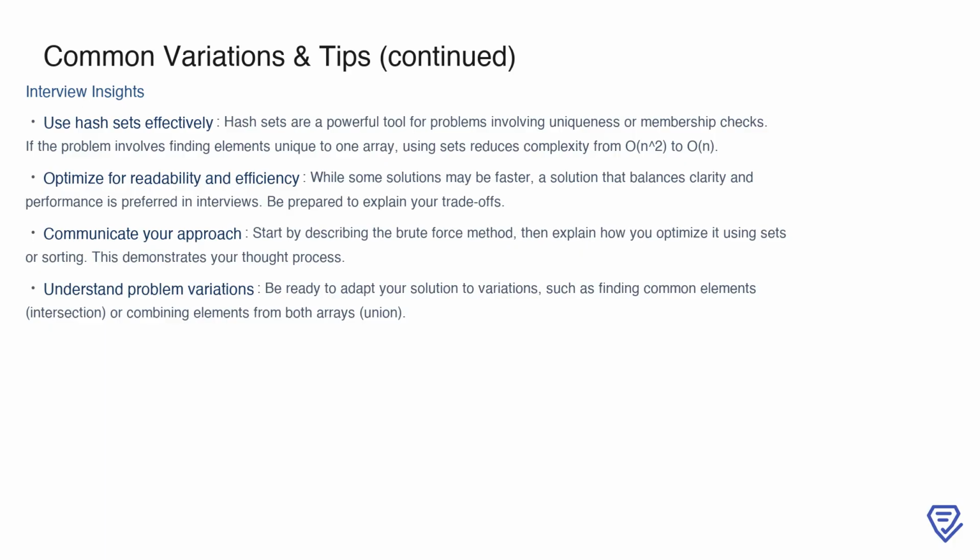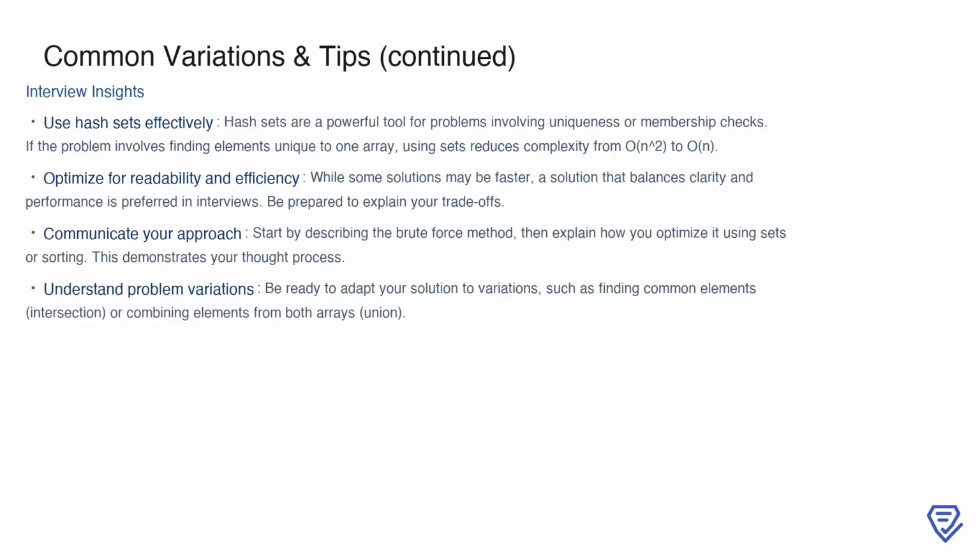While speed is important, your code should be clear and maintainable. Be ready to discuss the trade-offs you made between clarity and optimization. It's also critical to communicate your thought process. Start by outlining the brute force approach to establish a baseline, then explain how you improved it using sets, sorting, or other techniques. This not only demonstrates your problem-solving skills but also shows your ability to analyze and refine solutions.